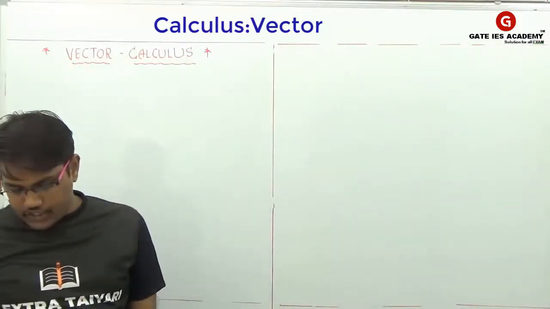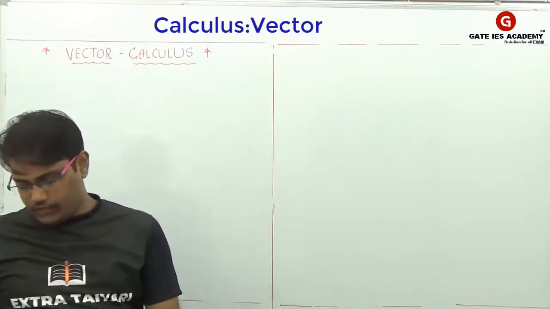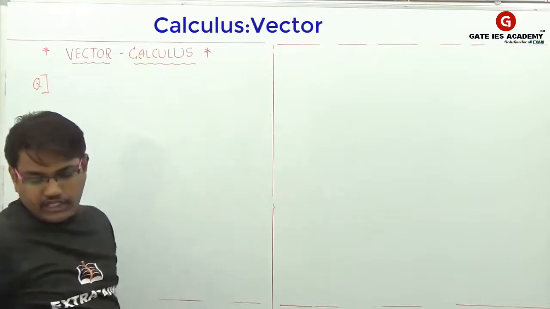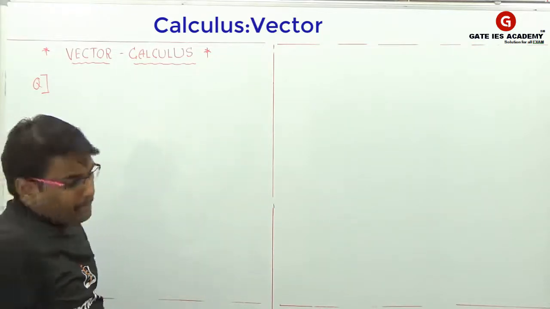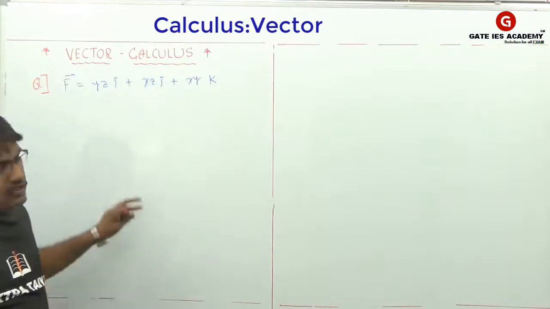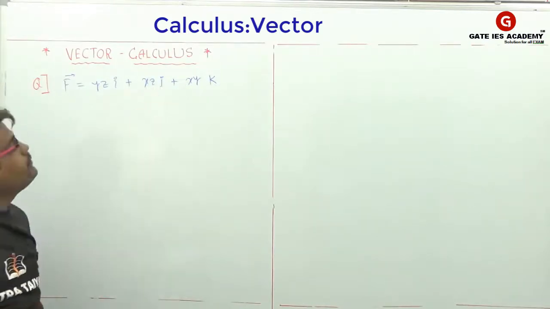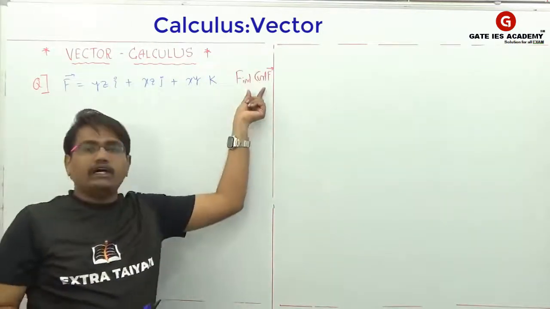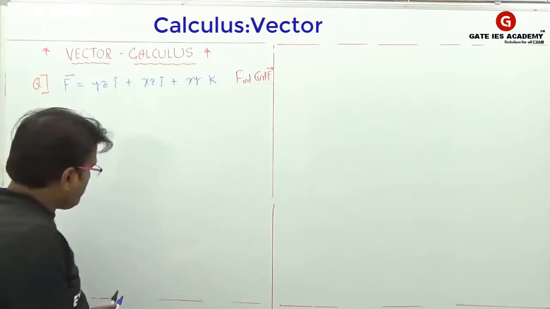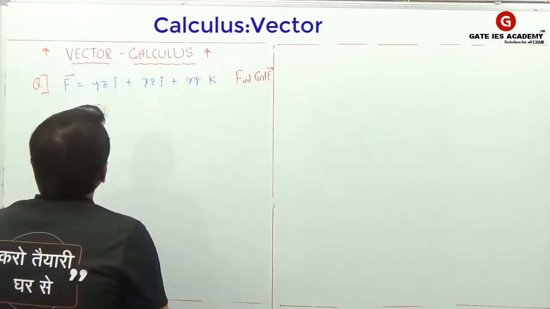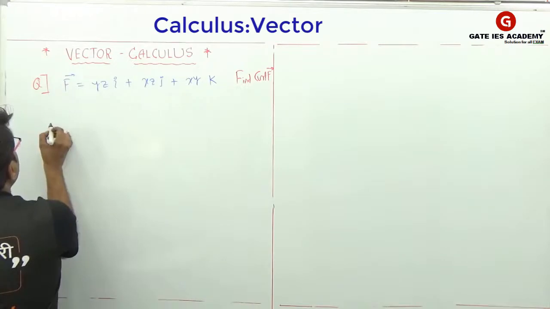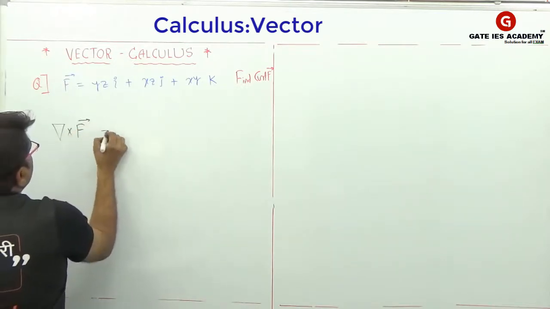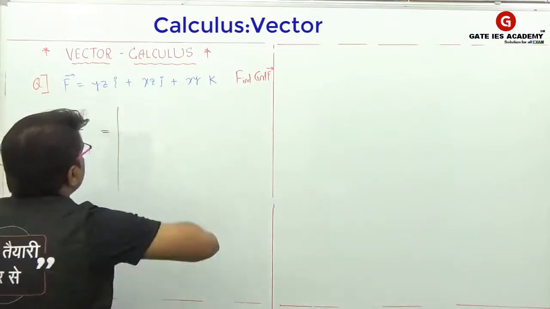Now let us see a problem based on the curl, finding the curl value. So f bar is given as yz i, xz j, xy k. That is yz, xz, xy. Now find the curl of f bar. So concentrate here. Curl is nothing but the cross product.